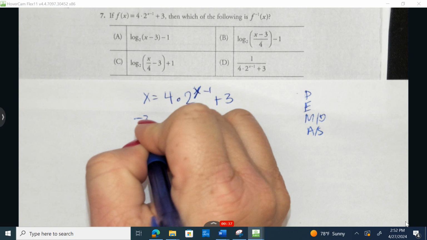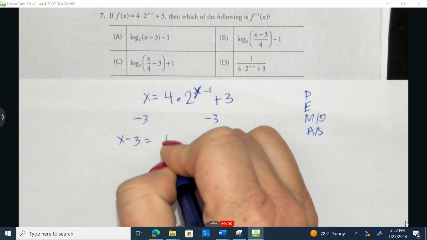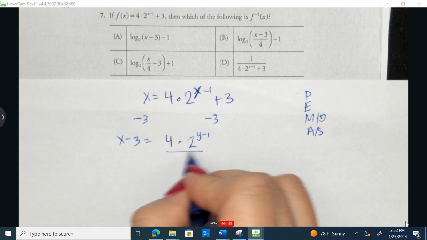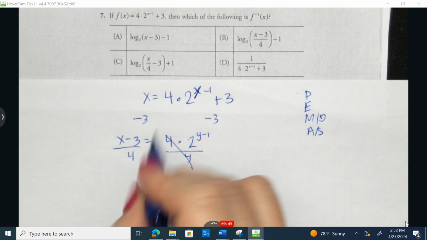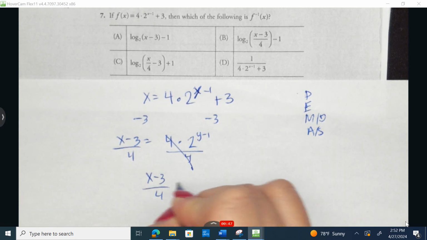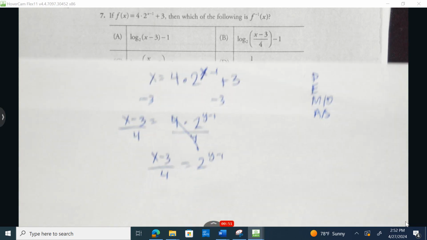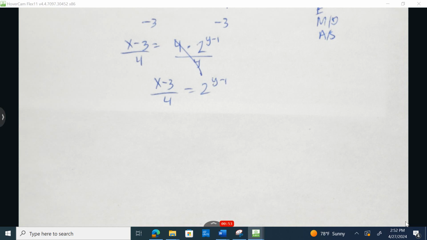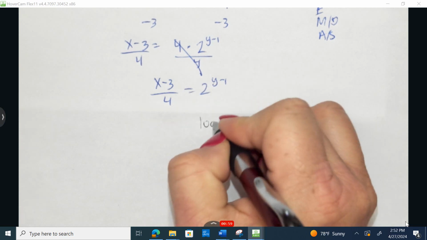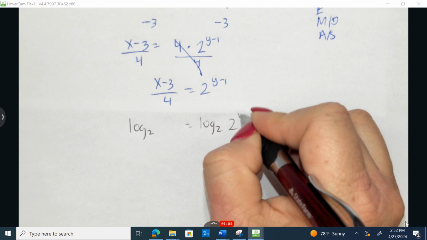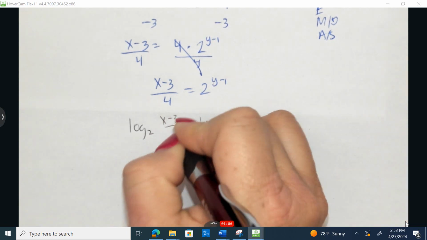So I'm going to subtract 3 from both sides to have x minus 3 equals 4 times 2 raised to the y minus 1. Then I'm going to divide both sides by 4. So x minus 3 divided by 4 equals 2 raised to the y minus 1. Now the whole purpose of us learning about logs is so that we can solve when we have a variable in an exponent position. So I'm going to take the log base 2 on both the left and the right hand side, and I'm going to put everything else down that was previously there.